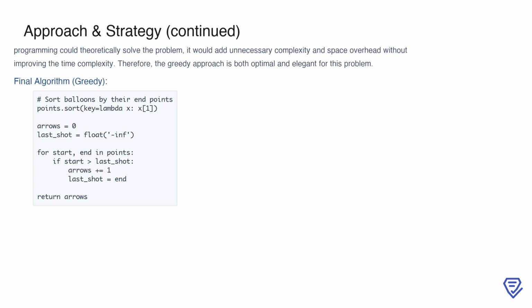For each balloon, we check if its starting point is greater than last underscore shot. If so, we fire a new arrow, increment the arrow's counter, and update last underscore shot to the balloon's endpoint. This ensures that we burst as many overlapping balloons as possible with each arrow. Once the loop completes, we return the total count of arrows.